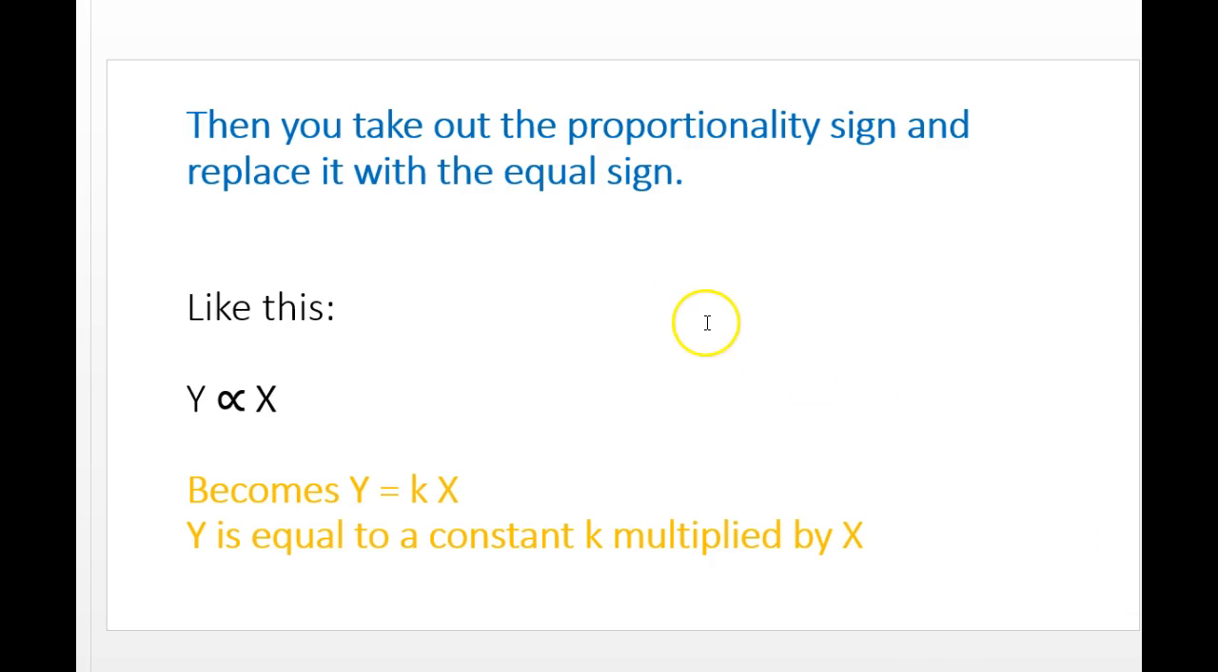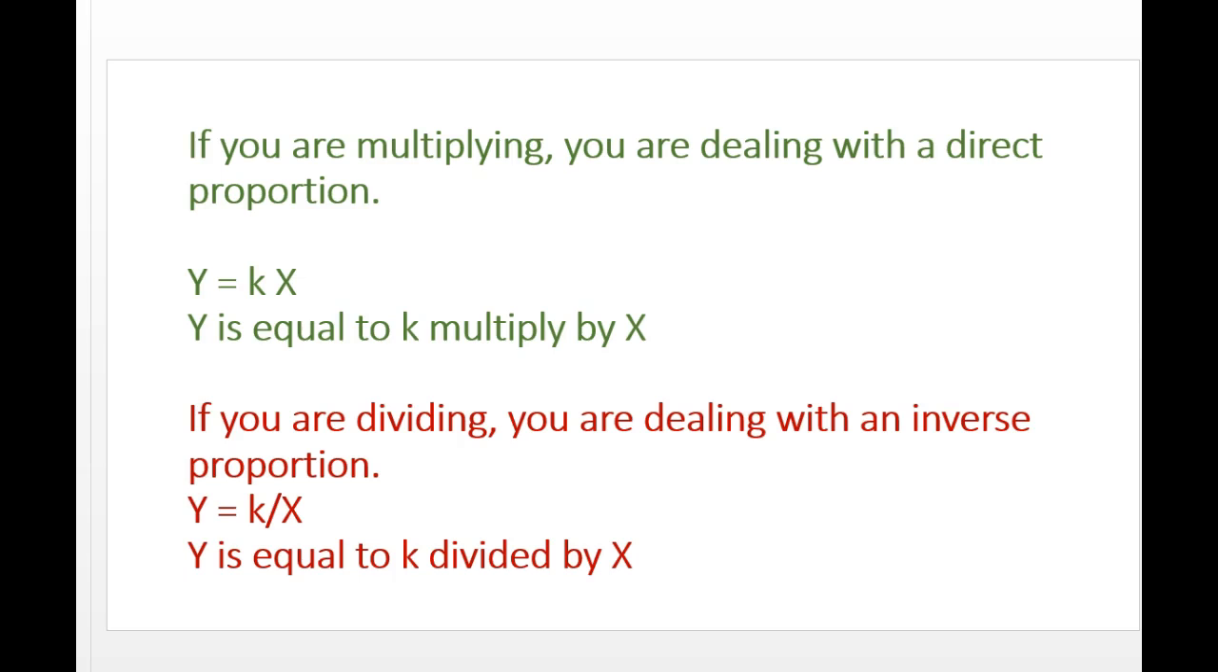Then what happens is that you take out the proportionality sign and you replace it with an equal sign. So you have down here y is proportional to x, and this becomes y is equal to some constant value k multiplied by x.